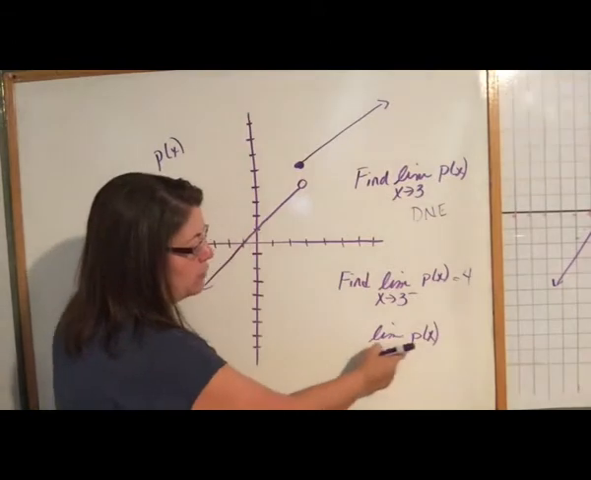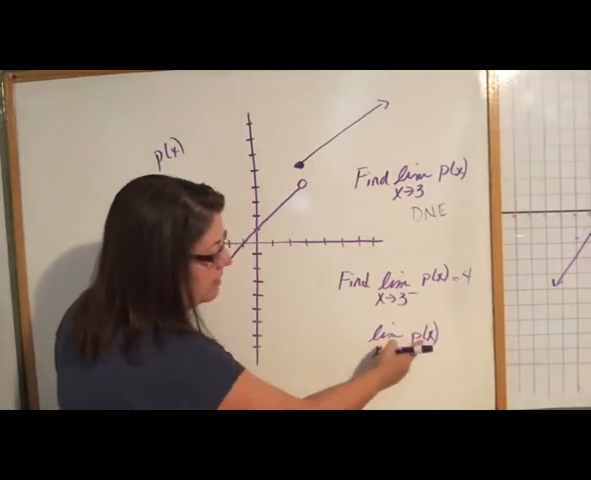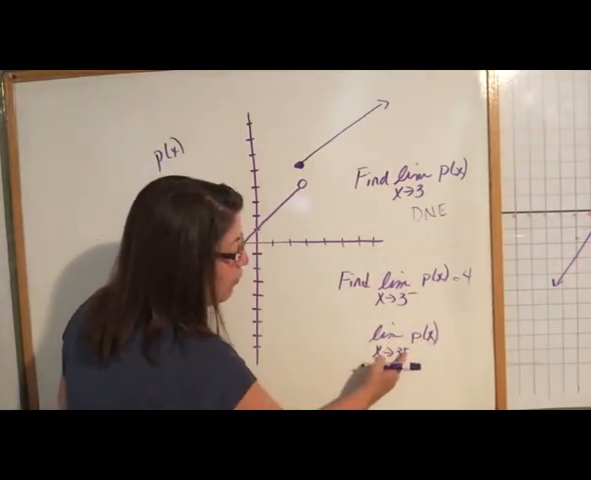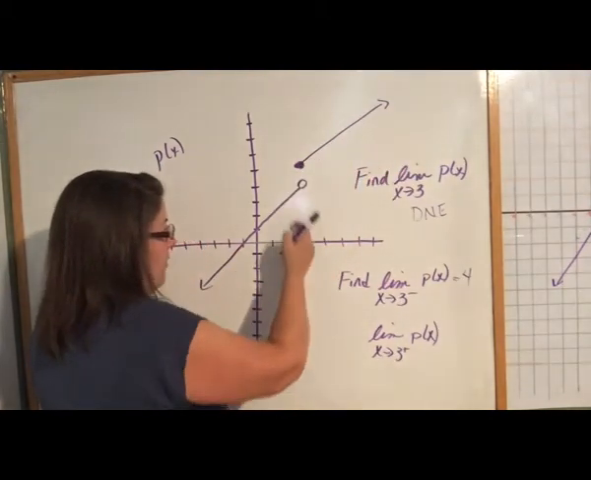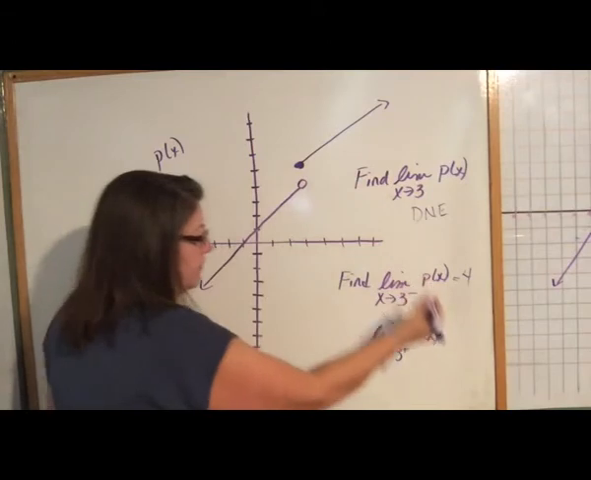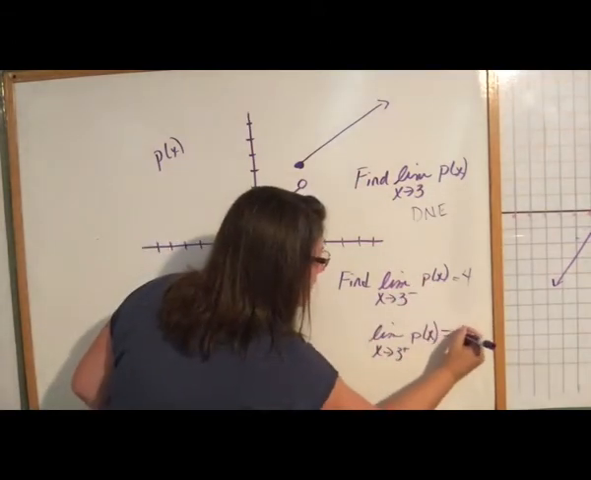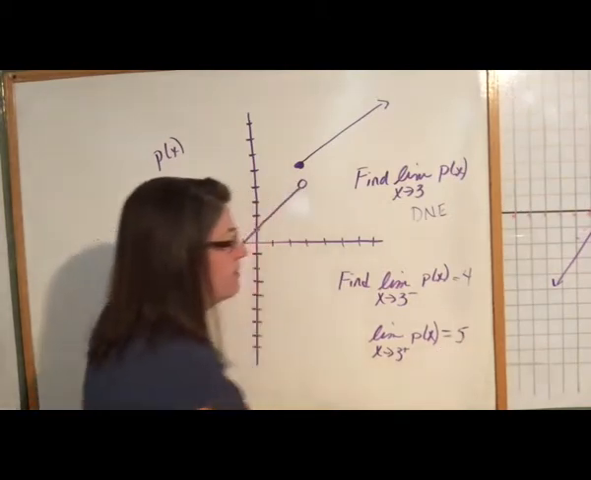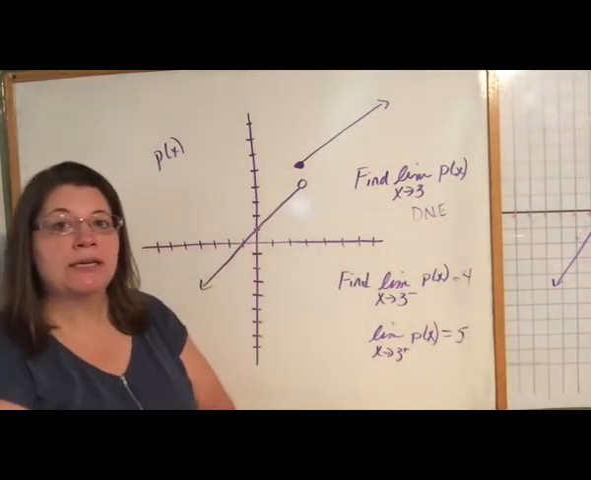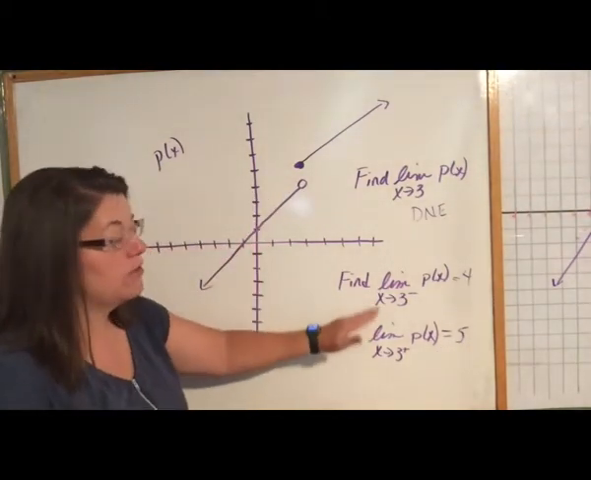As we approach 3 from the right, it looks like that's at 5. So the limit from the right is 5. But the limit as x approaches 3 alone doesn't exist because these two things are not the same.